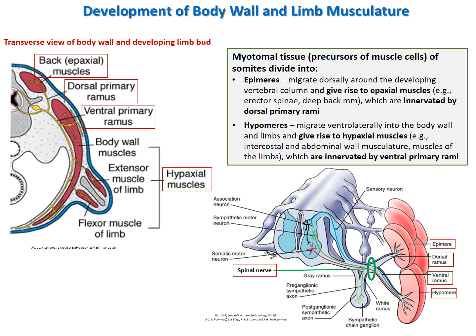Hypomeres migrate ventrolaterally into the body wall and limbs and give rise to hypaxial muscles. Examples would include intercostal and abdominal wall musculature and muscles of the limbs. These will be innervated by ventral primary rami of spinal nerves.